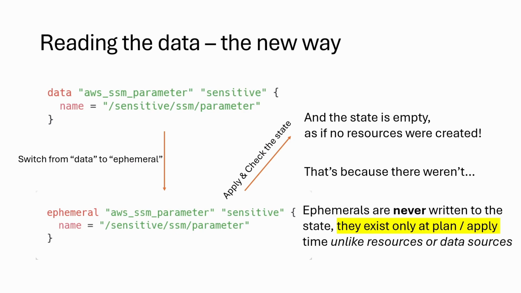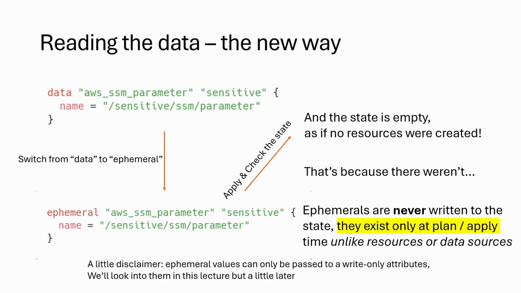Ephemerals are never written to the state, in fact, they only exist at plan or apply time, unlike other resources or data sources. So you may think that data sources are no longer needed because ephemeral seems to be much safer, but here's a little disclaimer. Ephemeral values can only be passed to write-only attributes. We'll still need data sources, and we'll look into write-only attributes a little bit later, but in this lecture, I promise you.